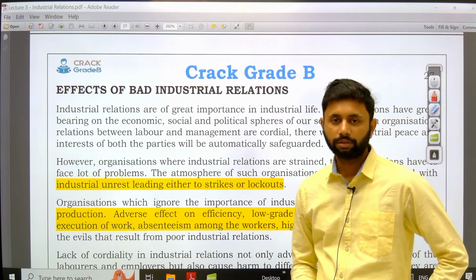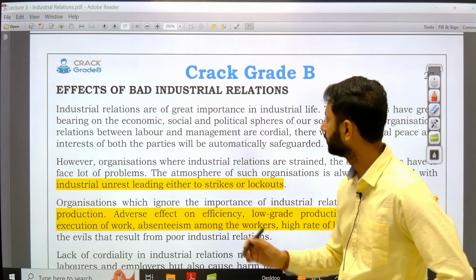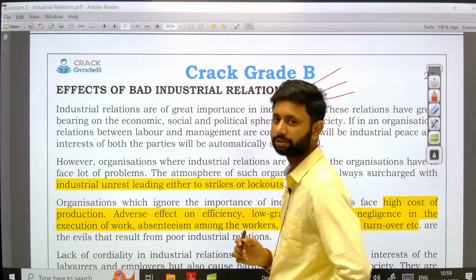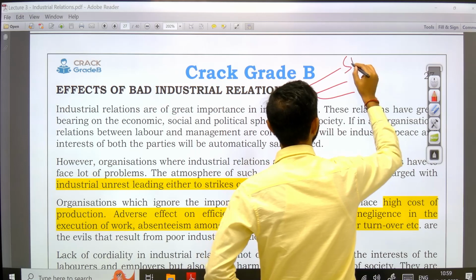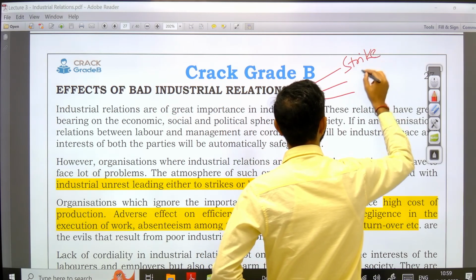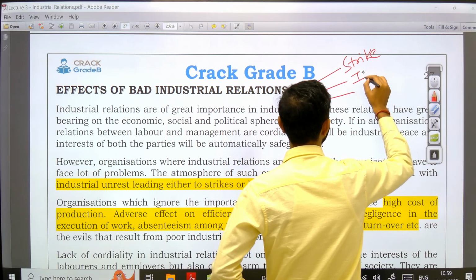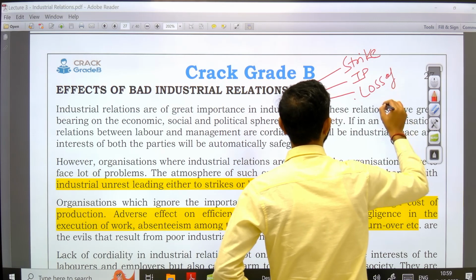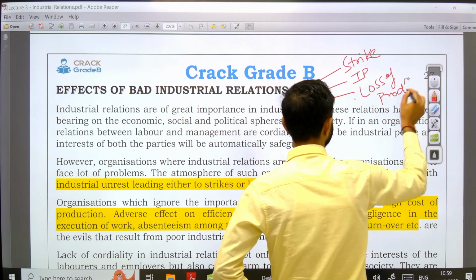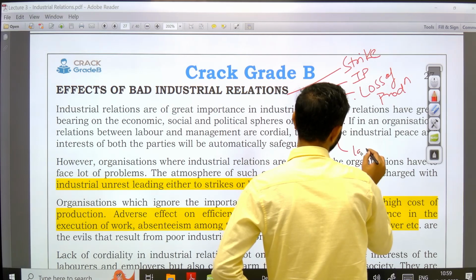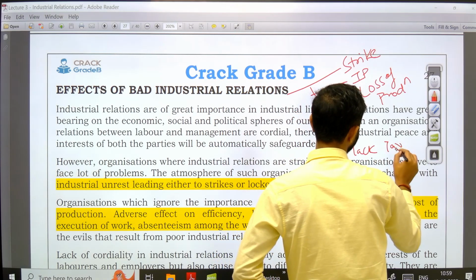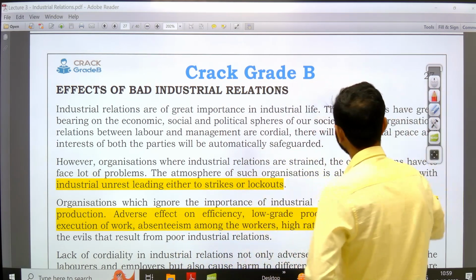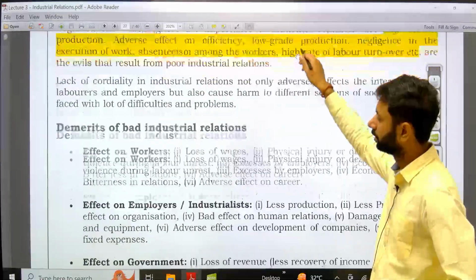What now we will discuss? Effects of bad industrial relations. Obviously, you tell me, now that we have discussed it a lot, what will happen if the industrial relations are bad? Obviously, strikes, lack of industrial peace, loss of production. For the government, lack of taxes because the production is not going on, the revenue is not generated and the taxes are not coming. See, everything we will see here.